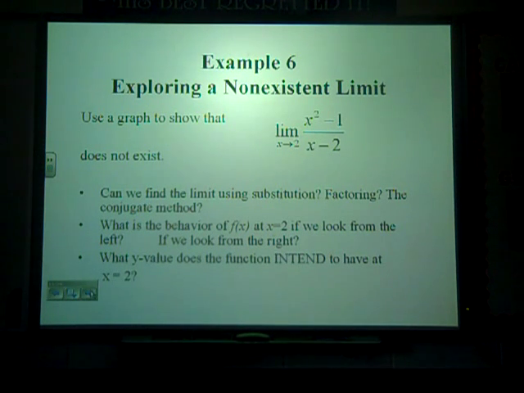There's also a conjugate method. There's a little video on that. I want you to check that out.